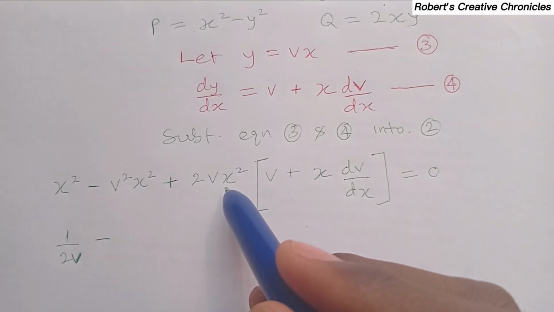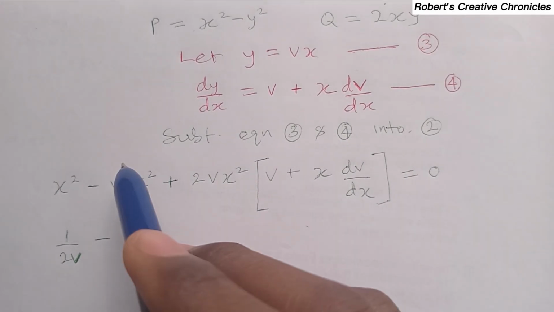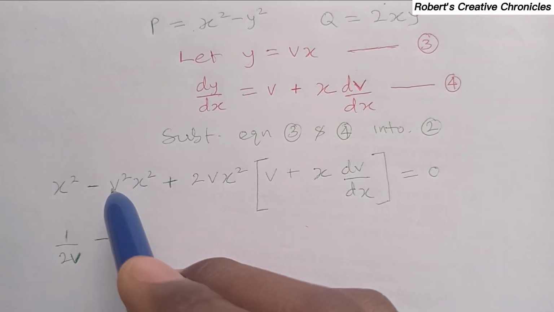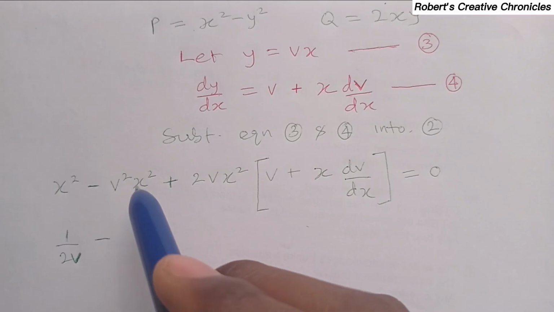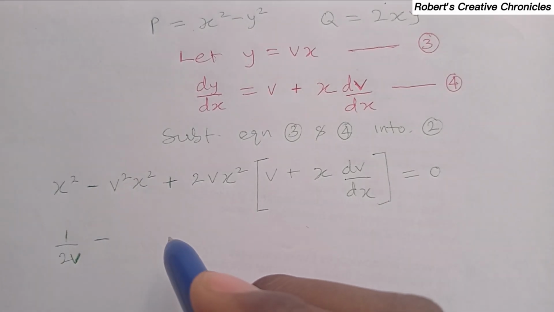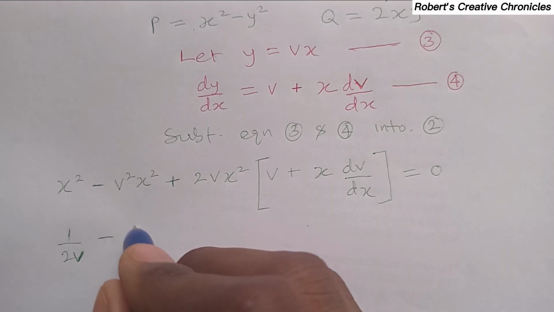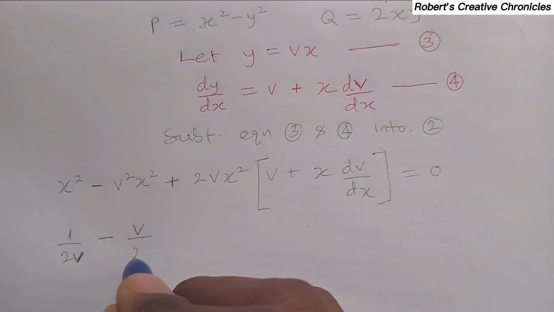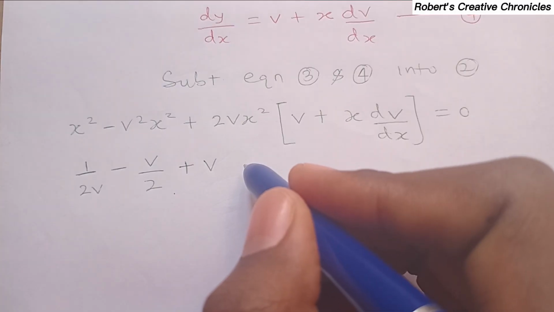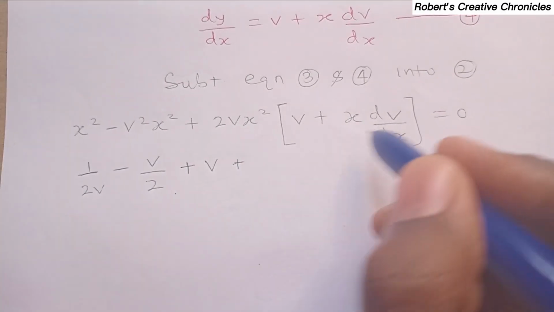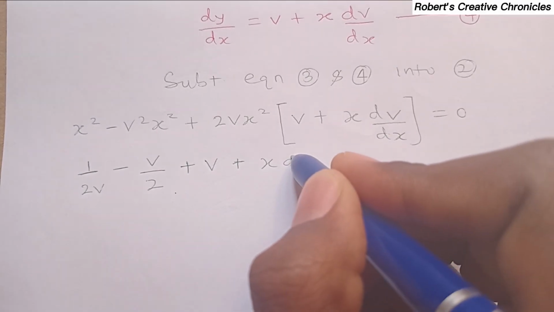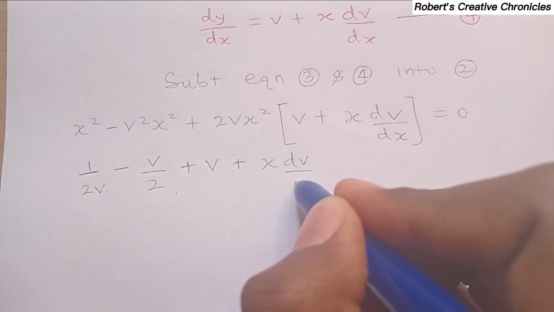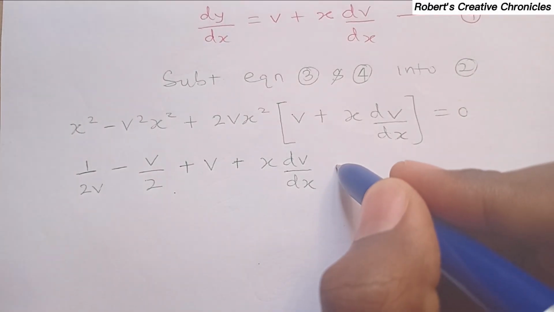X square and x square will cancel. So it will remain v, and 1v here will cancel the other v. So it will be v over 2. So it will be v over 2 plus v plus x, the v over the x is equal to 0.